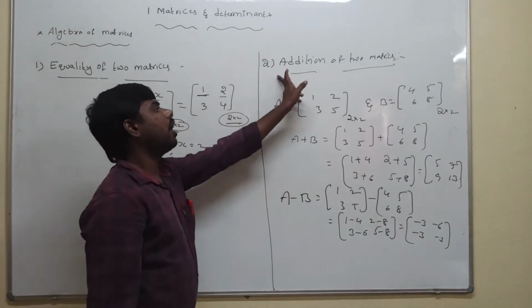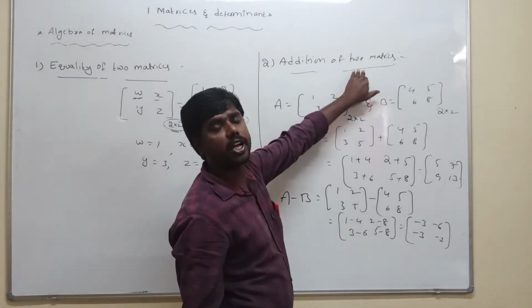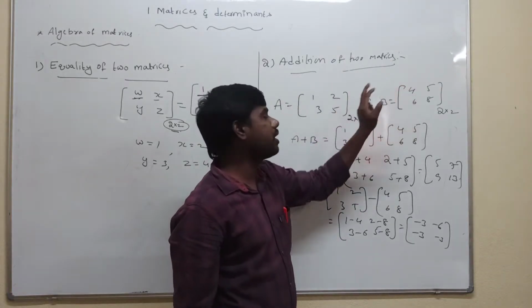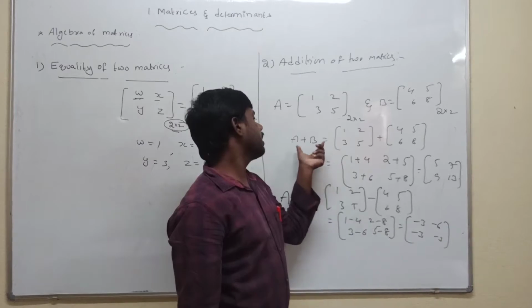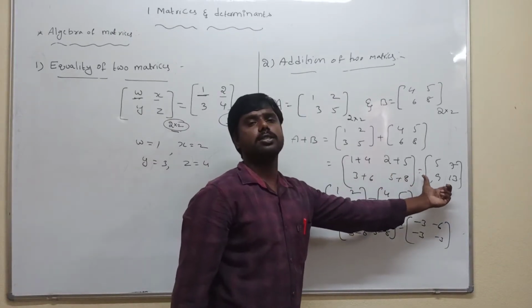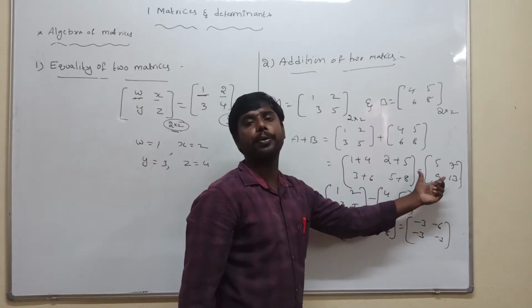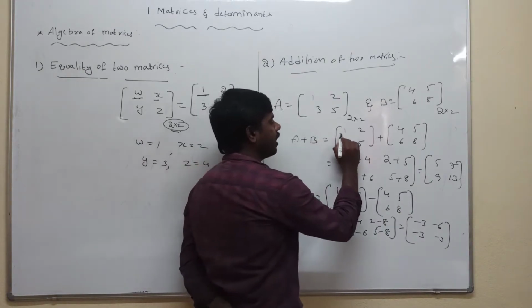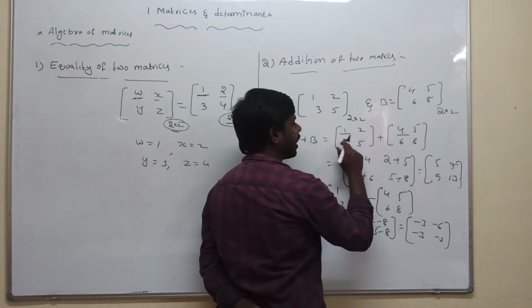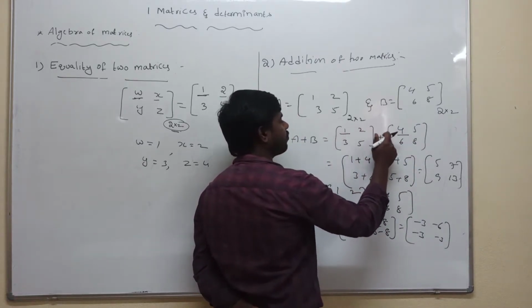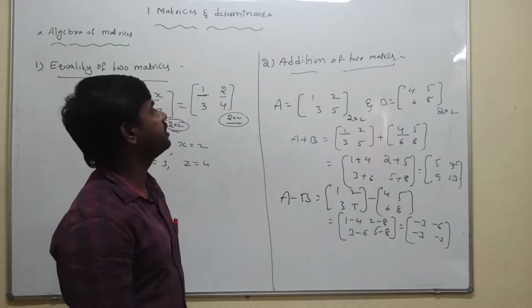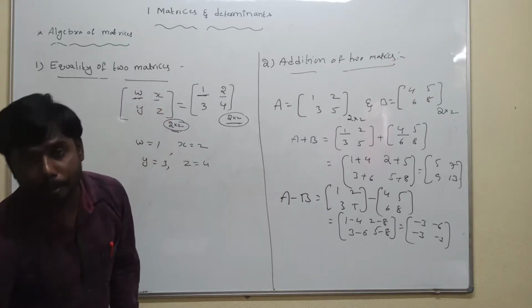The second one is addition or subtraction of two matrices. If matrices A and B have the same order, then A plus B also has the same order. It is obtained by adding the corresponding elements of A and B, meaning the first position element plus the first position element, the second plus the second, and like that we can add the corresponding elements. This is the condition for the addition of two matrices.